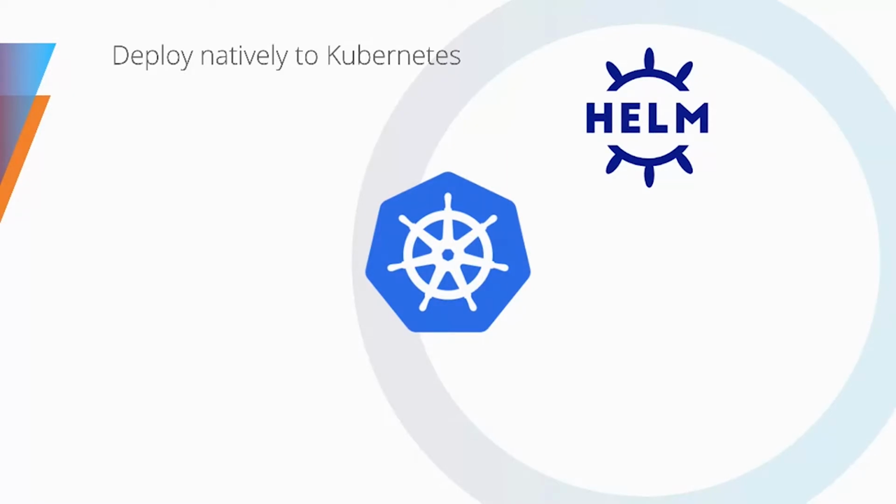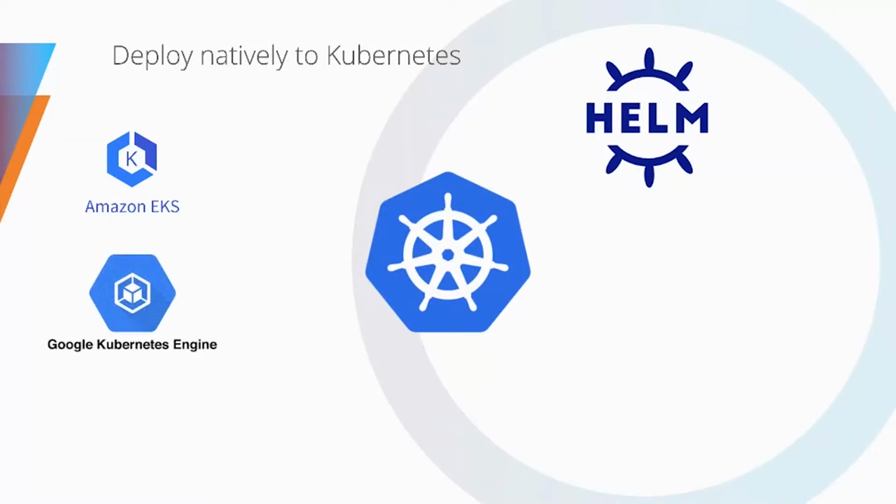So we package Runecast Analyzer up as what's called a Helm chart, and then you can deploy it to wherever you have Kubernetes, basically. So places that we validate this on are places like Amazon EKS, places like Google Kubernetes Engine, Red Hat OpenShift. So if you're running your Kubernetes on OpenShift, that's absolutely not a problem.